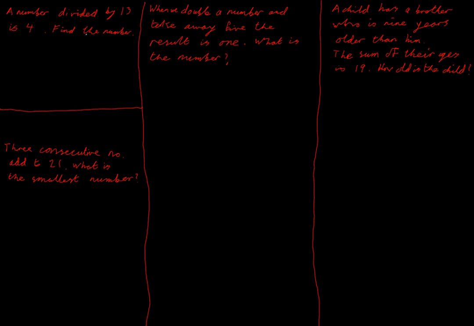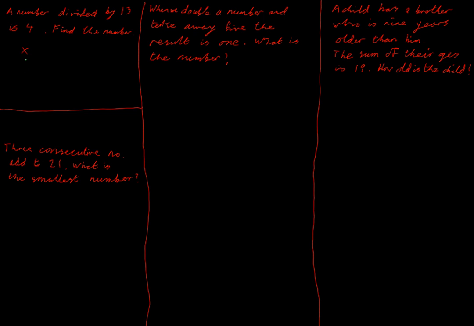So if we take a very straightforward example, where we have to do very little translating, a number divided by 13 is 4. Find the number. Well, let's take what we know. A number. We don't know what that number is, so what could we call it? Well, we often call it x. We don't have to. You could call it m or a or whatever you prefer. But x is very commonly used, so it's helpful to get used to using it.